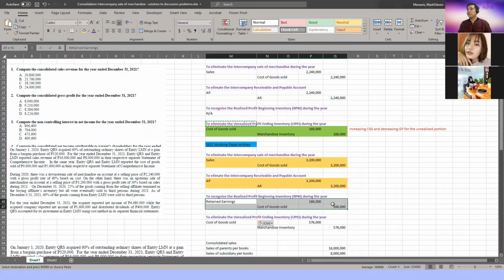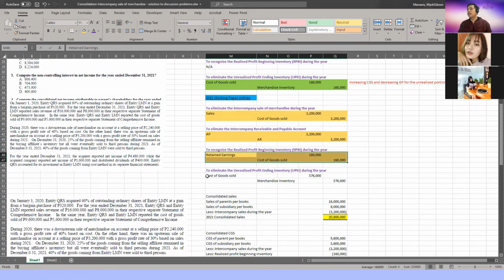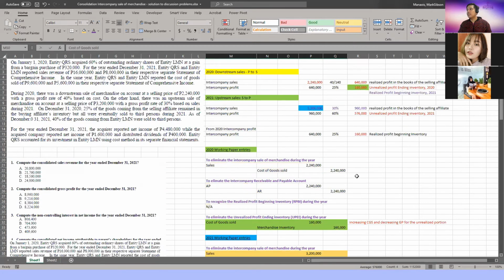It's debiting the retained earnings kasi nga this is from last year. And then of course, cost of goods sold credit because we have to include this in the cost of goods sold calculation. So this is the entry to recognize the realized profit. Now, of course, to eliminate again the unrealized profit ending inventory, that's 576,000. So ito naman yung class.